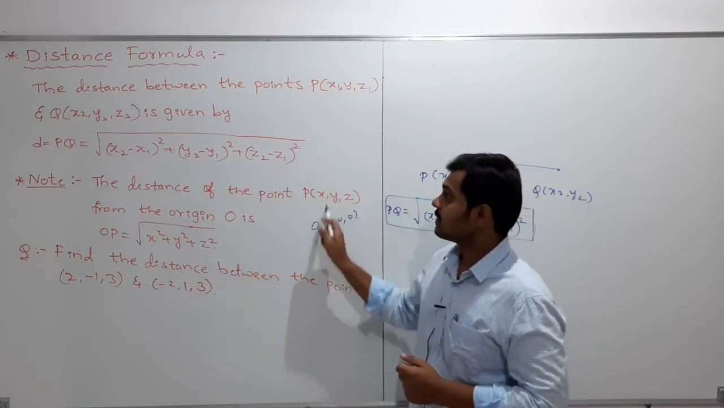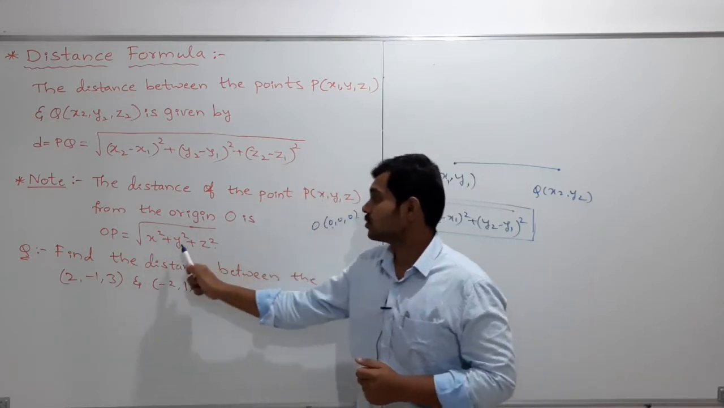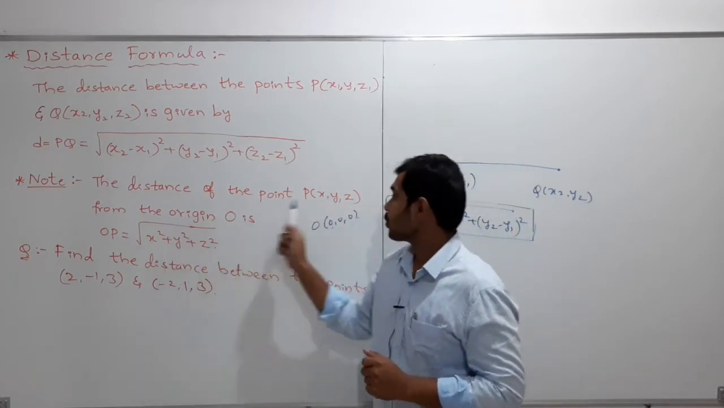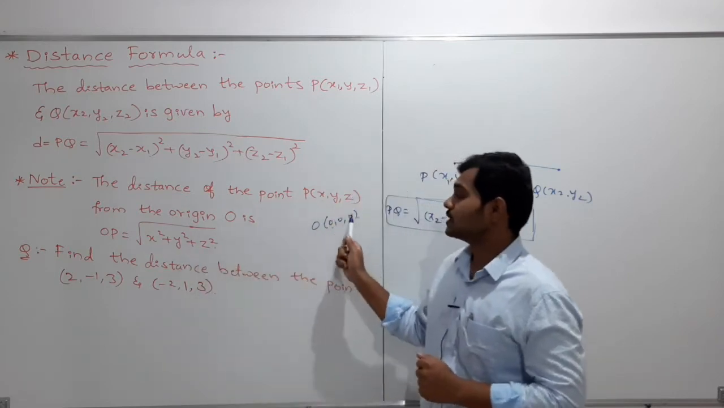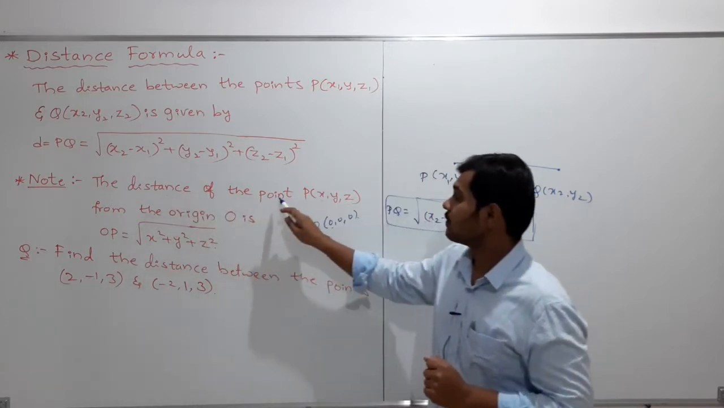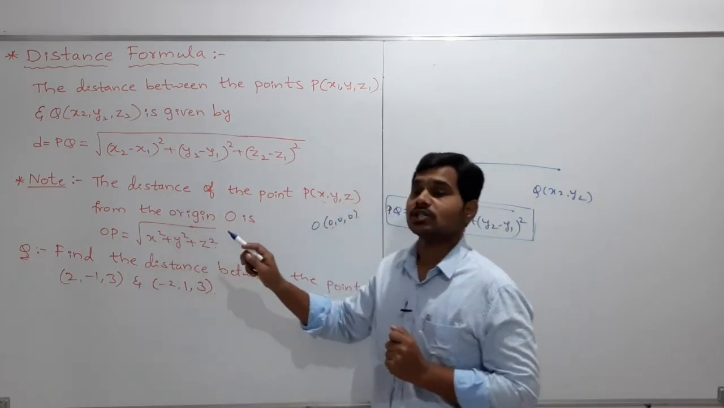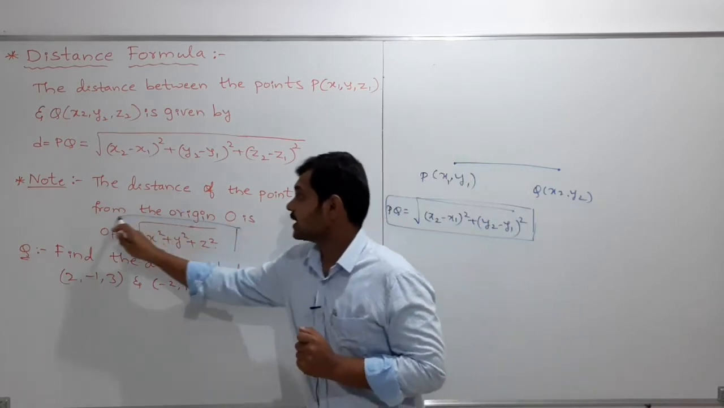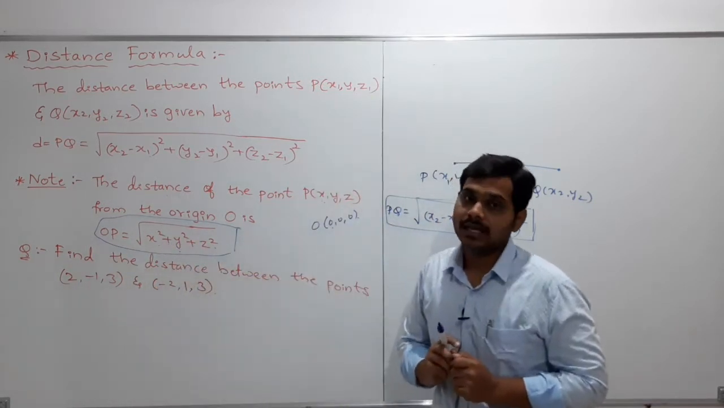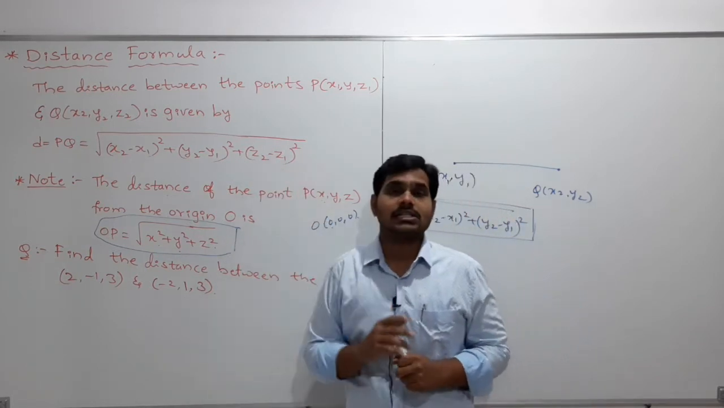If I substitute all these values in the formula, it becomes (x minus 0) whole square, (y minus 0) whole square, (z minus 0) whole square. So x minus 0 means x square, y minus 0 means y square, z minus 0 means z square. Therefore, in 3-dimensional space, the distance of any general point P (x, y, z) from the origin (0, 0, 0) is OP equal to the square root of x square plus y square plus z square. Clear?